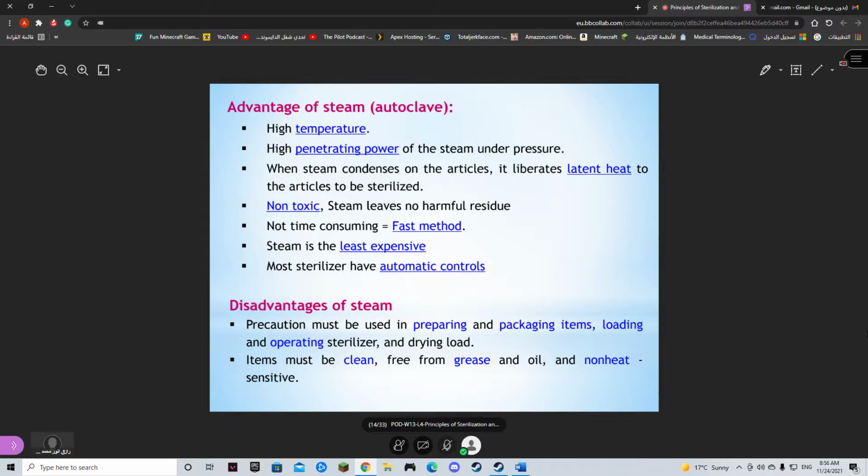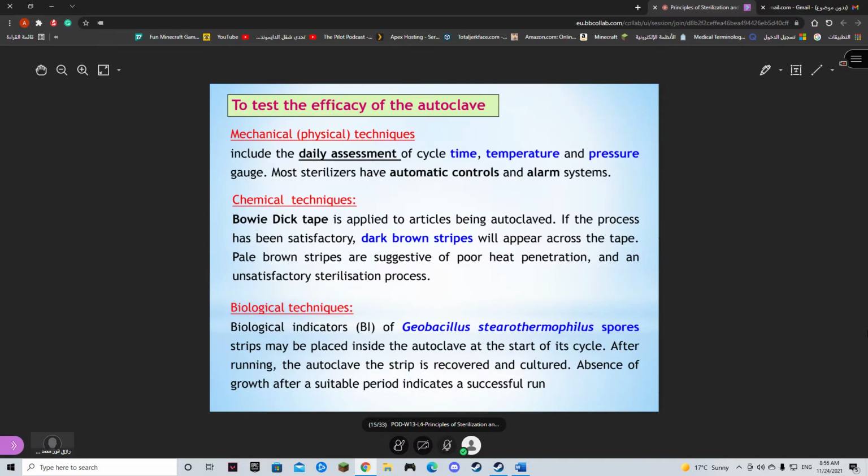But it has a set of disadvantages. Because of the high pressure and temperature, you are not supposed to put non-heat-sensitive things over there. Okay, just go fast. Testing the efficacy is very important. How do you say that this autoclave is now working and it killed all the spores? We have different methods.